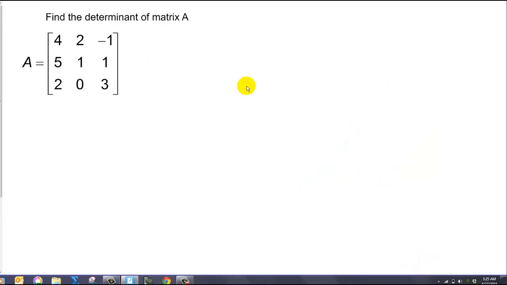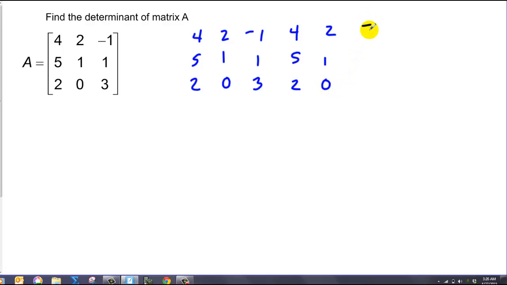So let's find the determinant of this matrix. Again, I'm going to copy the matrix down twice. So I've got 4, 5, 2, 2, 1, 0, negative 1, 1, 3. Do it again. 4, 5, 2, 2, 1, 0, negative 1, 1, 3. I'm going to multiply diagonals moving to the right. And once I've done those multiplications, I'm going to add.